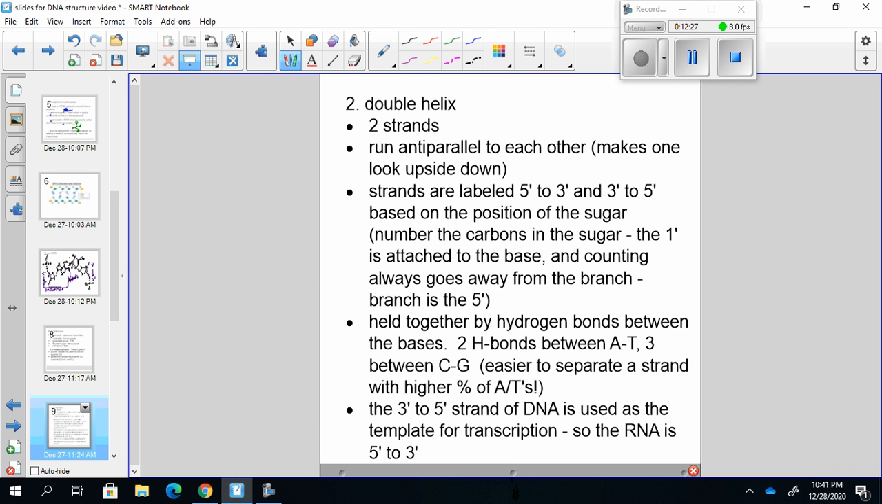The 3' to 5' strand of DNA is used as the template for transcription. So transcription will be a whole other video that we do showing how you make RNA. But you always want your RNA, because that's only single-stranded, to be 5 to 3.